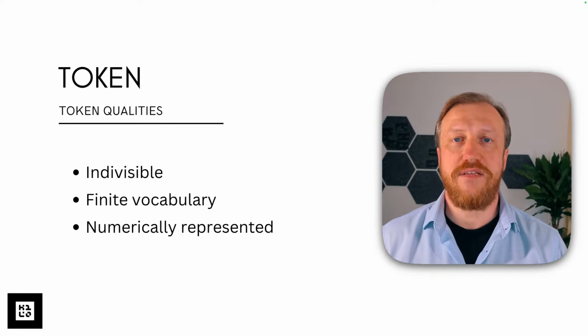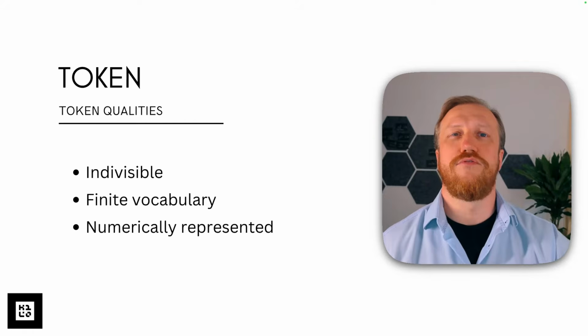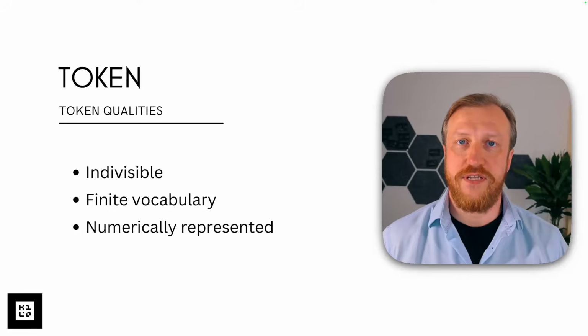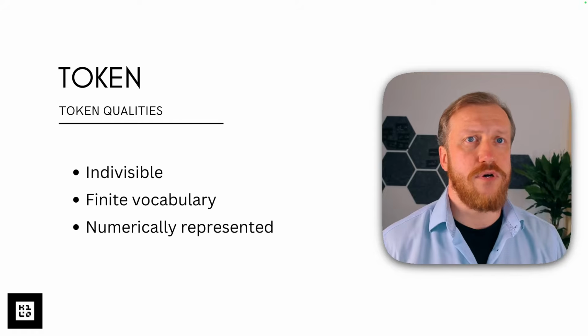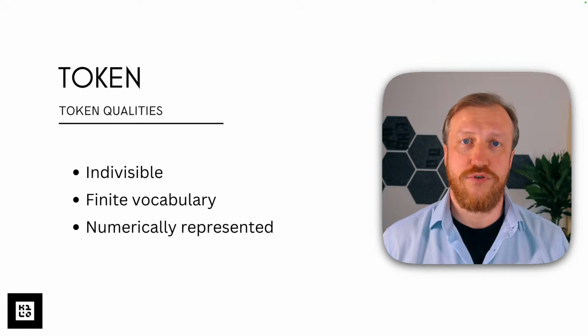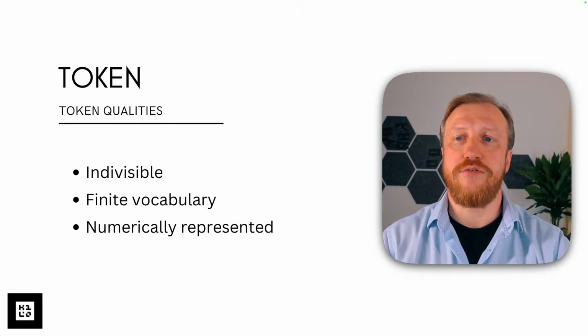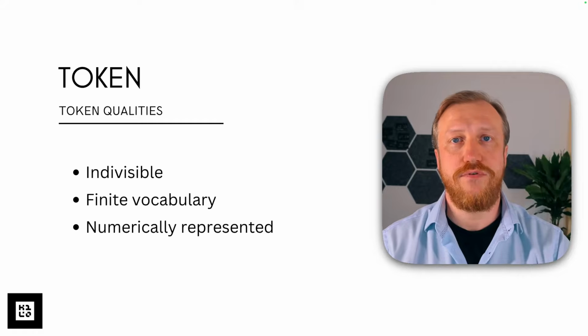There is a finite vocabulary, so a list of all the overall possible tokens, all the combinations of the characters within a token, should be somewhere around 50,000, maybe 100,000 possible combinations. So the token vocabulary is not infinite. And then finally, each token is numerically represented, so it has its own unique ID.